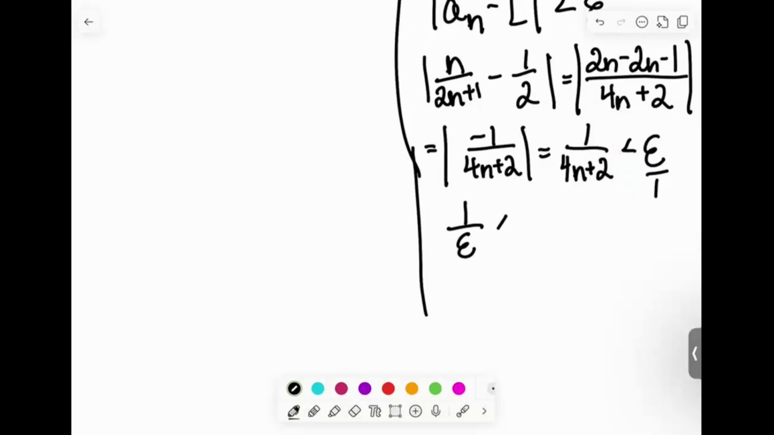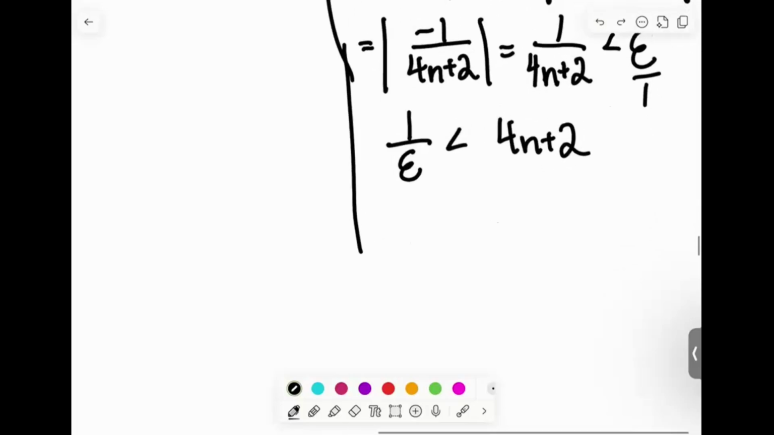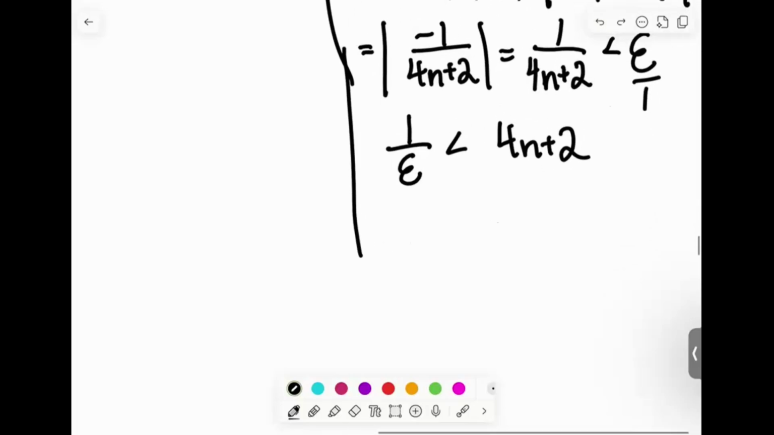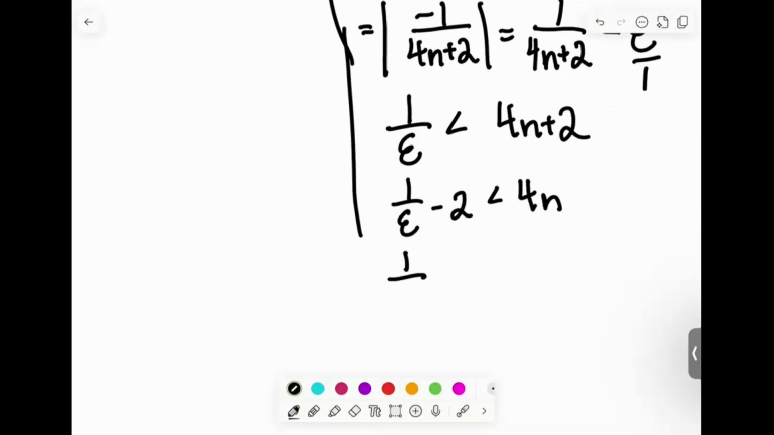So 1 over epsilon is now less than 4n plus 2. And once again, I don't need to worry about switching the inequality because everybody's positive. That sounds like a nice world to live in. Okay, -2 on both sides. Divide by 4 on both sides.